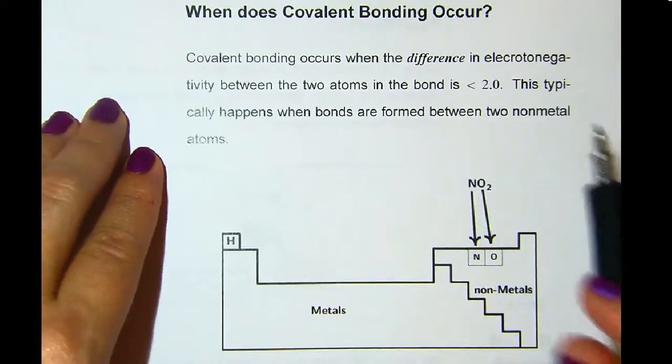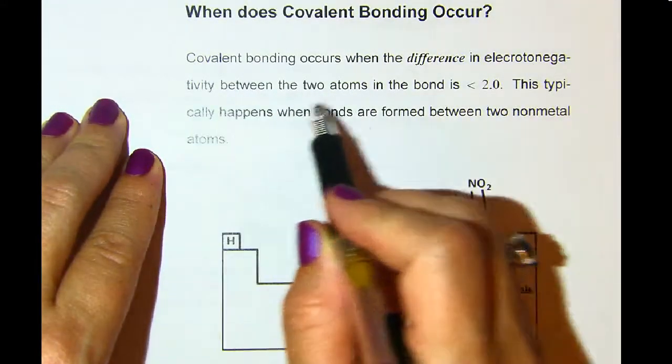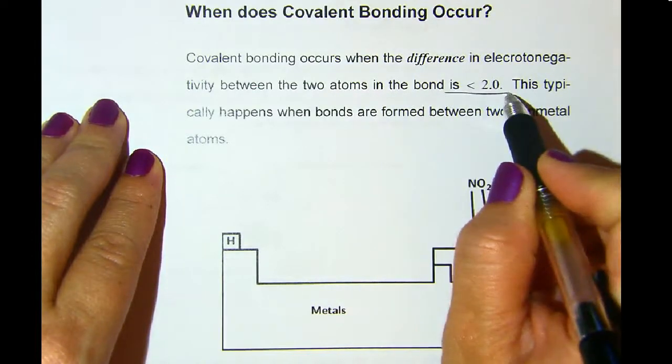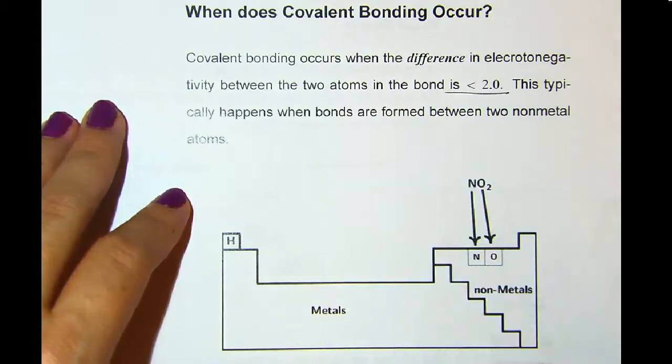Why does covalent bonding occur? Covalent bonding occurs when the difference in electronegativity between the two atoms in the bond is less than 2.0. This typically happens when bonds are formed between two nonmetal atoms.